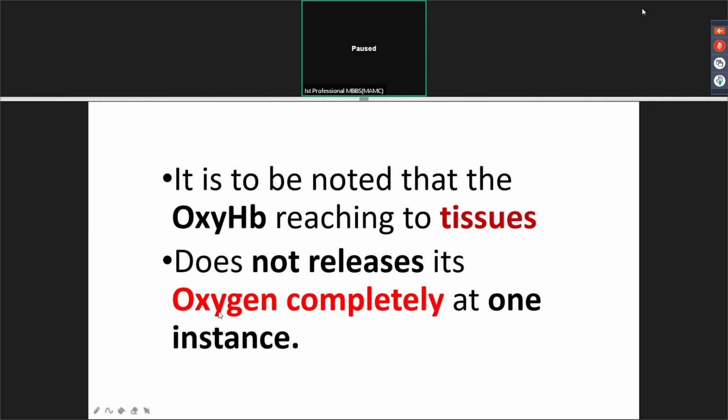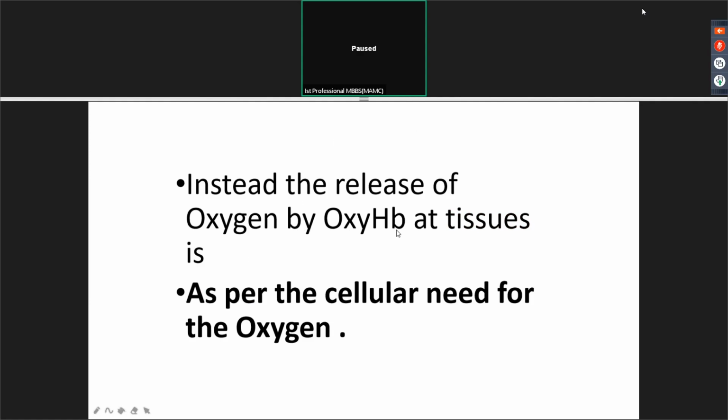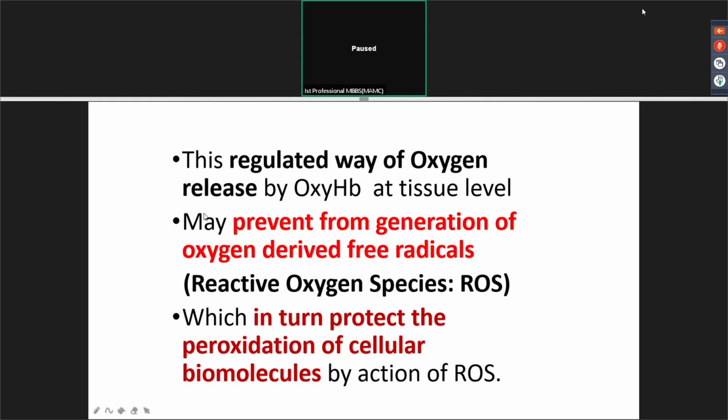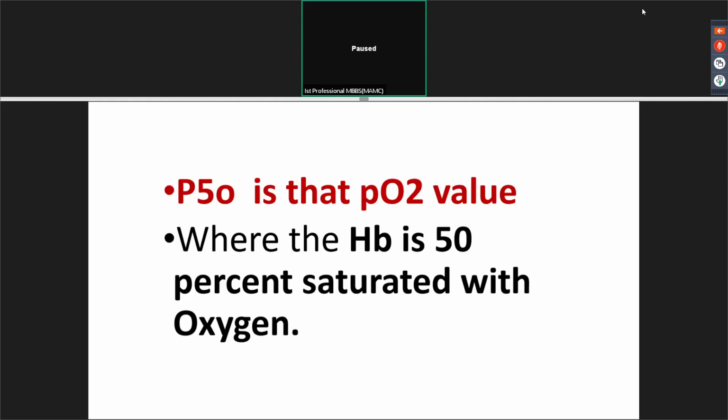So oxyhemoglobin reaching the tissues doesn't release the oxygen completely at one instance. It is released as per the cellular need, rather than the whole oxygen releasing collectively. This has its own significance because it prevents the generation of oxygen derived free radicals, which in turn protects against peroxidation of cellular biomolecules by the action of ROS. And this phenomenon, we have seen, is defined by the cooperativity of oxygen binding to the heme molecules.